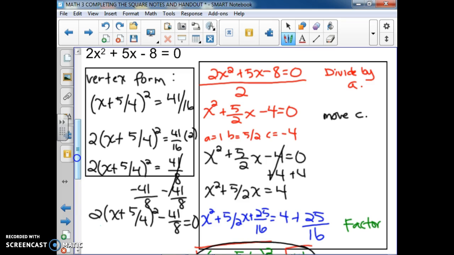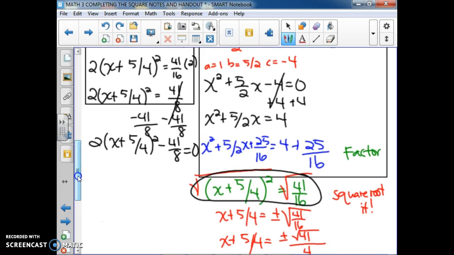So our vertex is at negative 5 over 4 and negative 41 over 8. Is it a max or a min? Well, our 2 is a positive 2, so our leading coefficient is positive, so it's going to be a minimum.